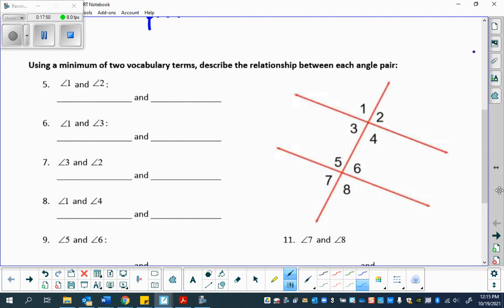All right, come back. So looking at the bottom, today we're going to introduce this new vocabulary word, and this vocabulary word is going to be a transversal. And a transversal is a line that intersects 2 or more lines.